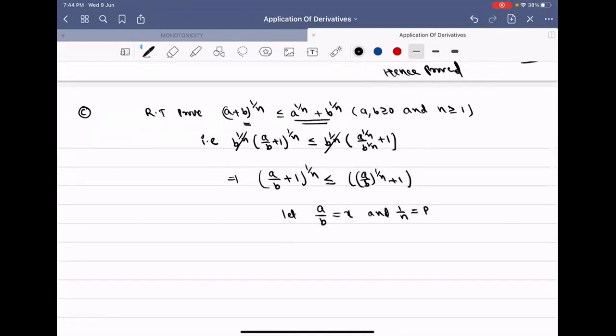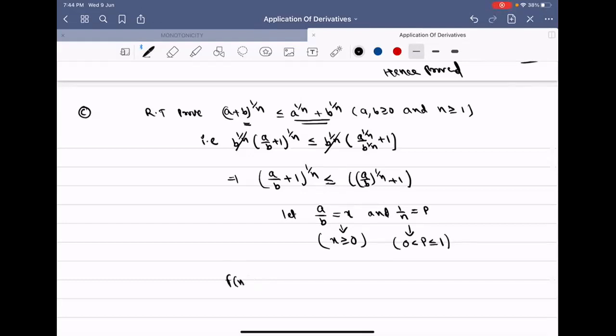Here the constraints are what? Here x is greater than or equal to 0. And 1/n is equal to p. Here p always lies between what? Because n is greater than or equal to 1, therefore p lies between 0 and 1.